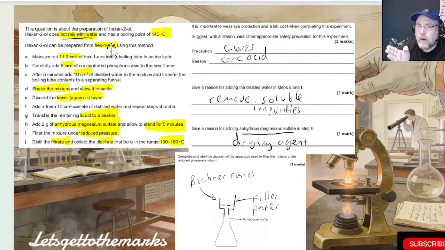We already know that we have removed the hex-1-ene, haven't we? Because we got rid of that in the aqueous layer. We're going to have hexan-1-ol. That's right. You're going to get hexan-1-ol because you're going to get a bit of each, so you're going to have a little bit of hexan-1-ol in there.